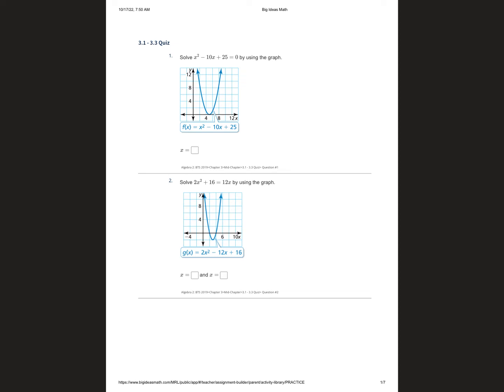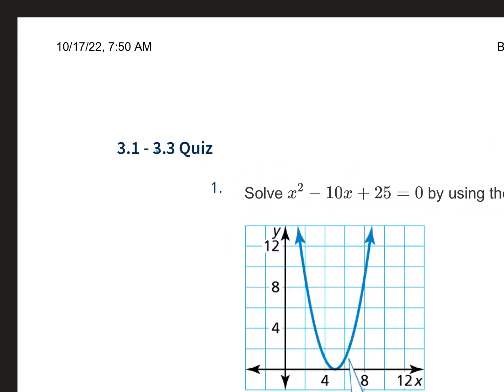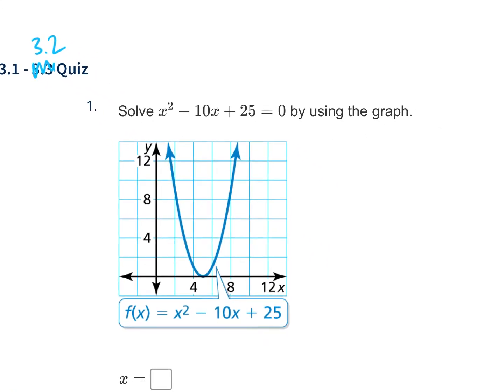So this is 3.1 through 3.3. It's actually 3.1 through 3.2. We're going to do some questions together before you do the quiz review. That way we can be a little bit more familiar with all of this material.